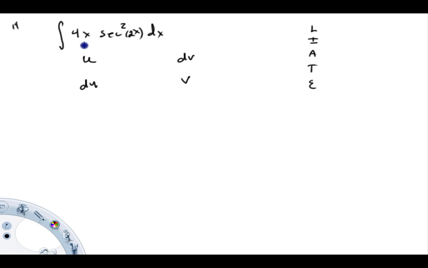Now, let's talk about the 4. Whether we take this 4 and group it with the u, or we just put it out in front of the integral, that's anyone's choice. I'm going to go ahead and just say u equals 4x. Once you choose your u, whatever's left is your dv. So in this problem, my dv is equal to secant squared of 2x dx.